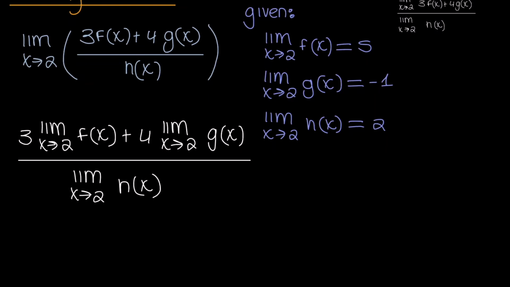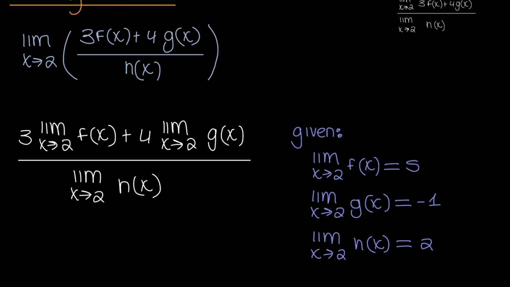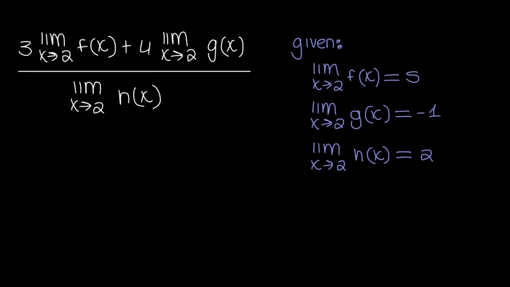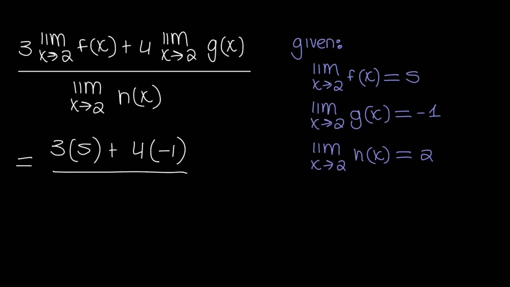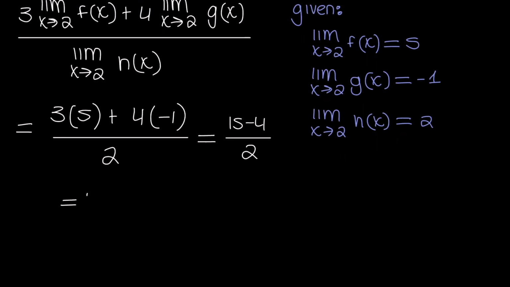Okay. Now we can simplify, and I'll start scrolling down. I want to keep the givens, so let's bring those down. There. And now we can solve. 3 times the limit of f(x), which is 5. It's just plug and chug at this point. 4 times -1 over h(x), which is 2. And if we simplify, that's 15 minus 4 over 2, meaning we should get 11 halves, right? So that's one limit law.